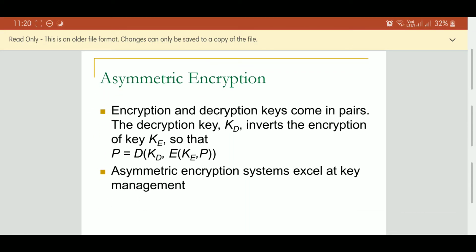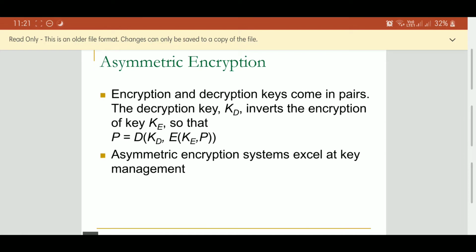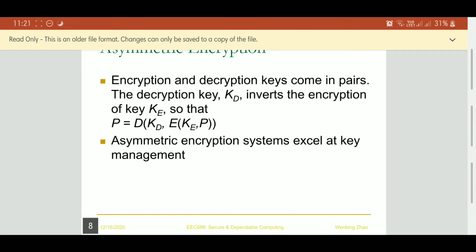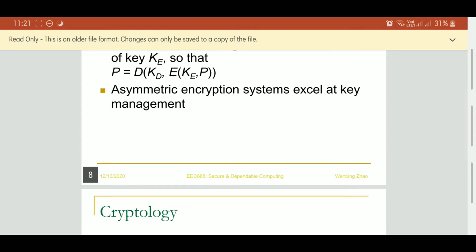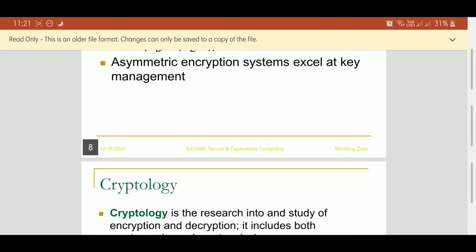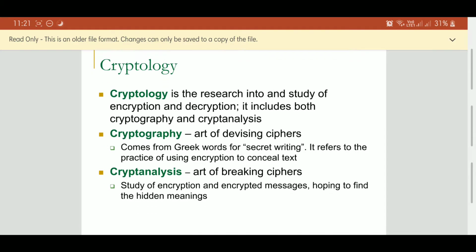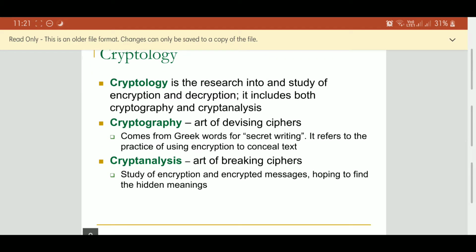Now, asymmetric encryption. Encryption and decryption keys come in pairs. The decryption key K of D inverts the encryption key K of E, so that P is equal to D of K of D, E of K of E of P. Asymmetric encryption systems excel at key management. Cryptology. Cryptology is the research into and study of encryption and decryption. It includes both cryptography and cryptanalysis.